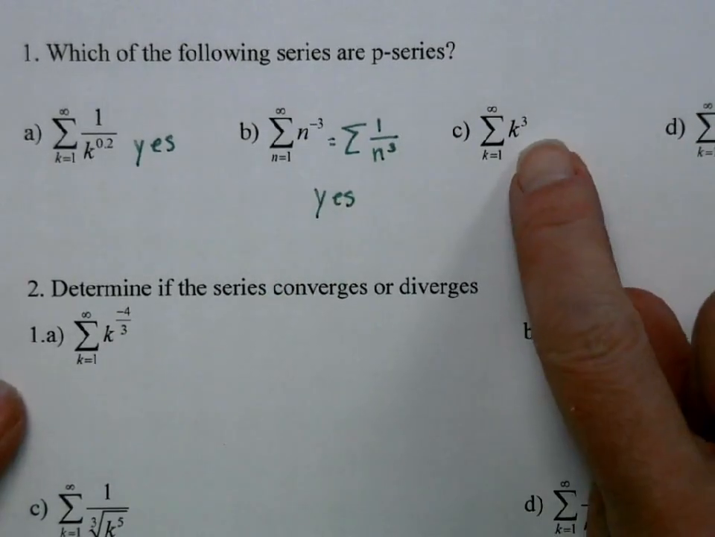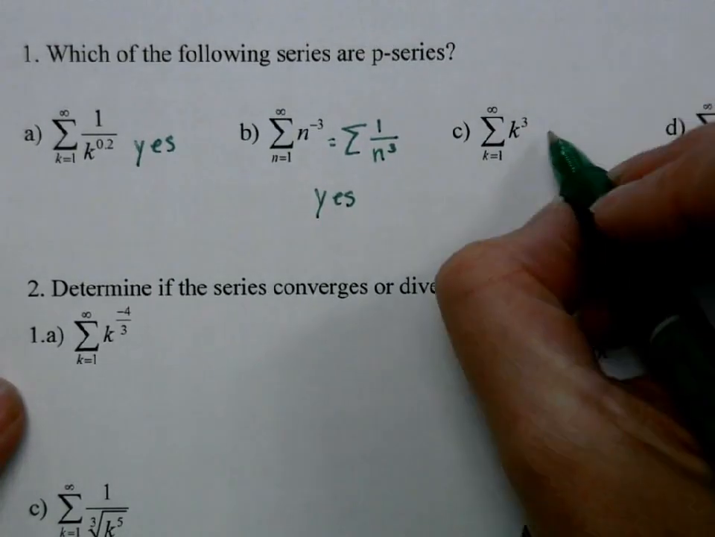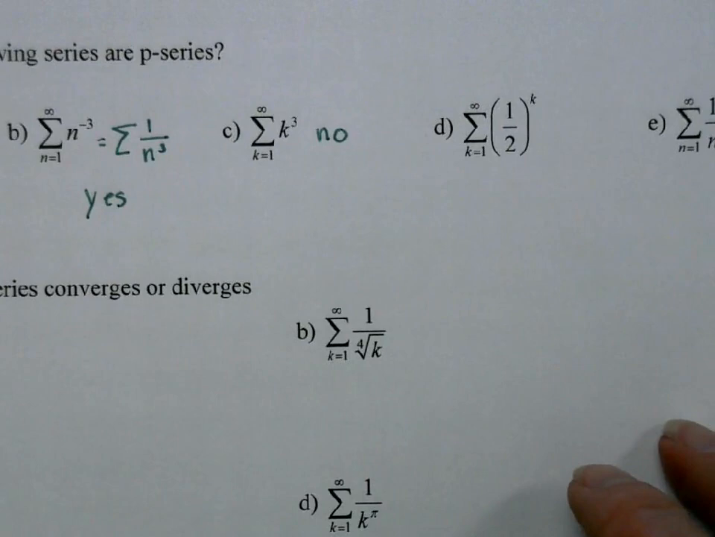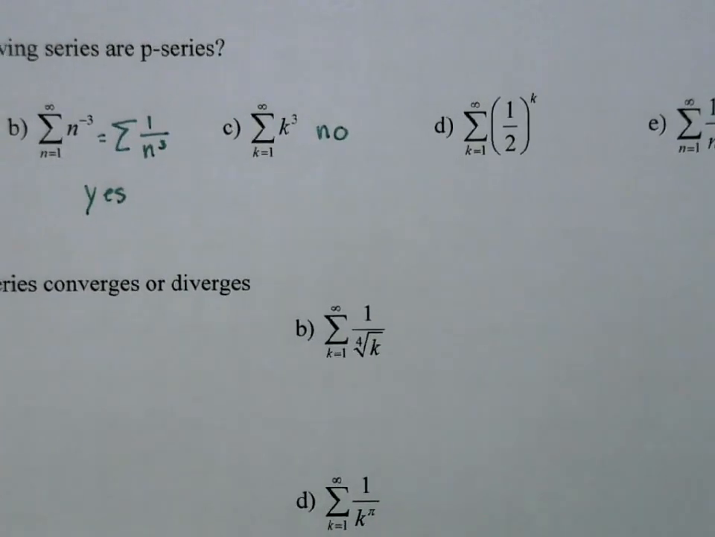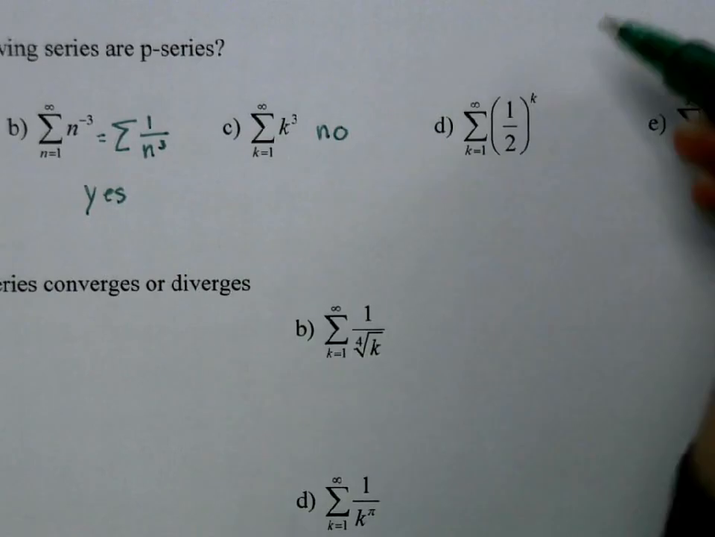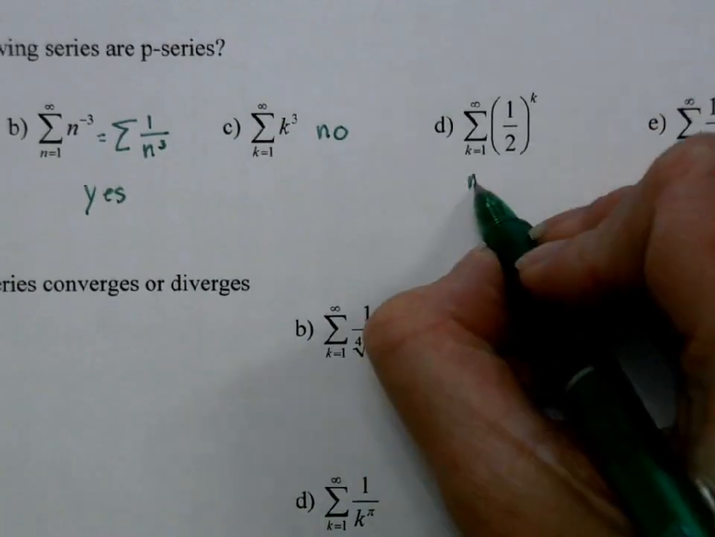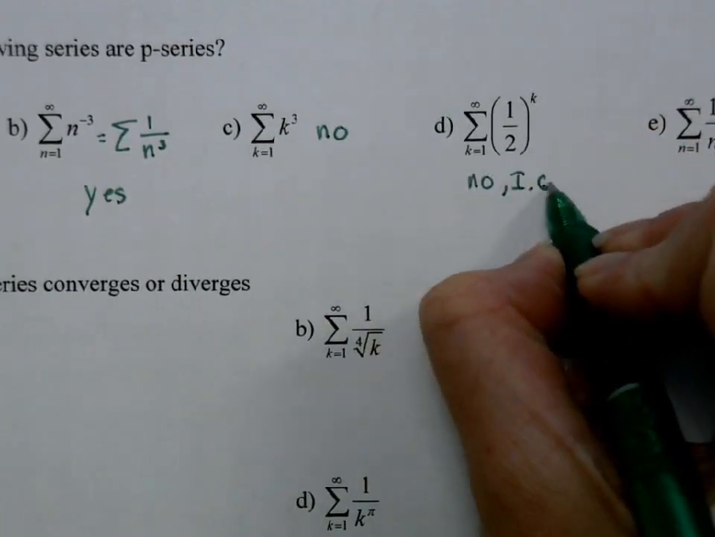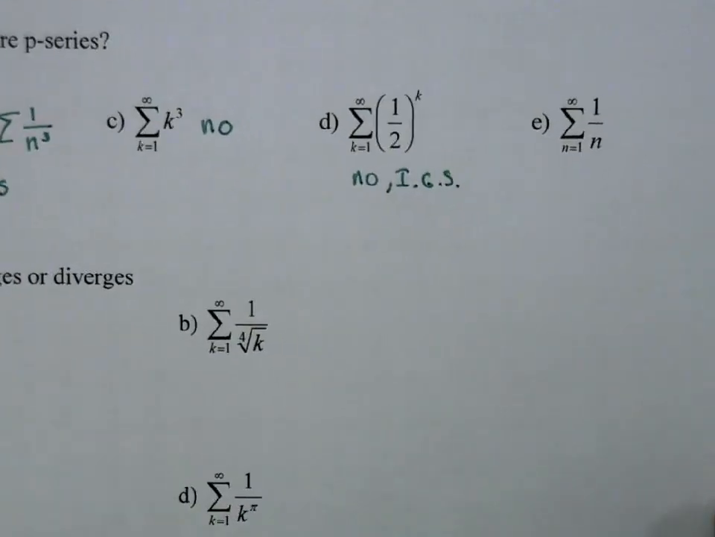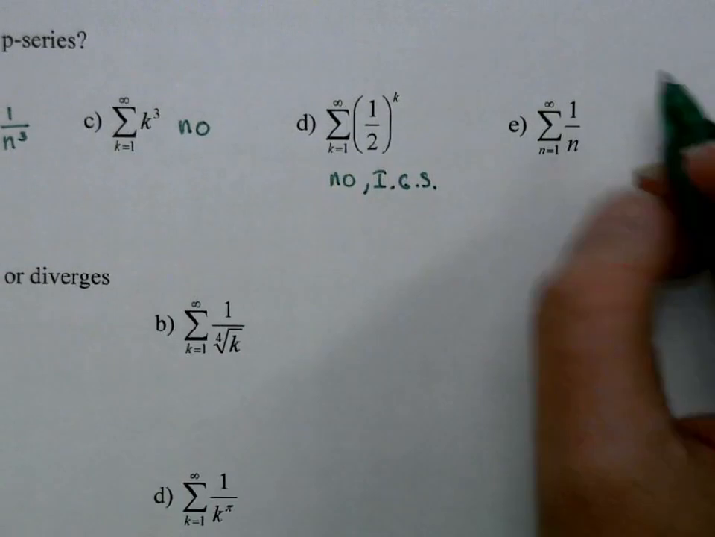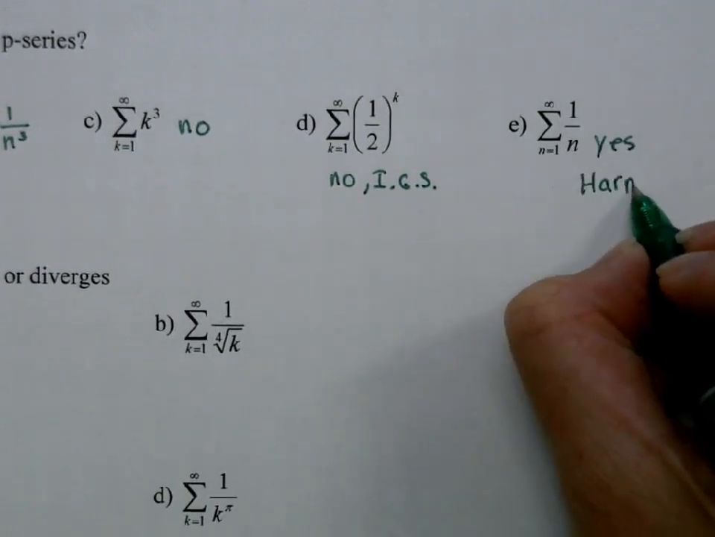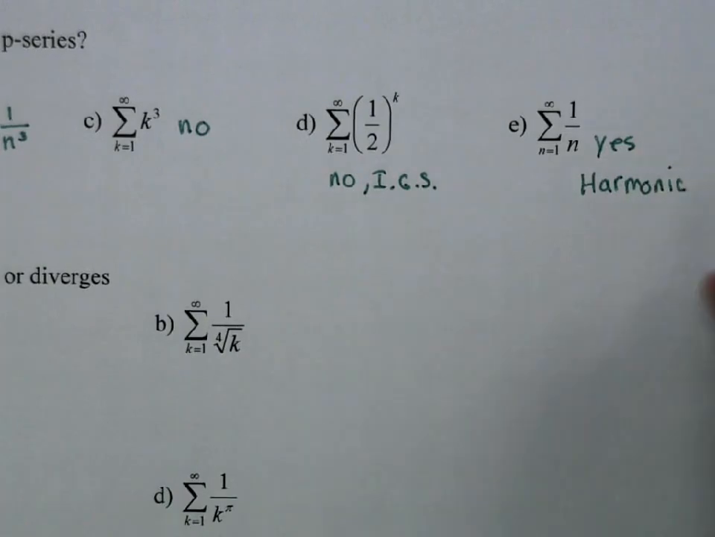Here, it's not to a negative value. This is no. Okay, we're looking for 1 over our variable to some power. Our power is the variable in this case. This one is no. In fact, this one is an infinite geometric series. So understanding the difference is important. 1 over n is a p-series. It's just the special case that it is also the harmonic series, which I will say for the 100th time, harmonic series diverges.